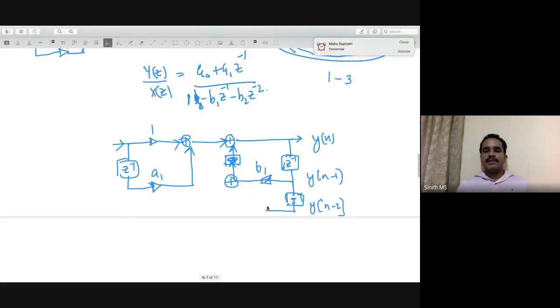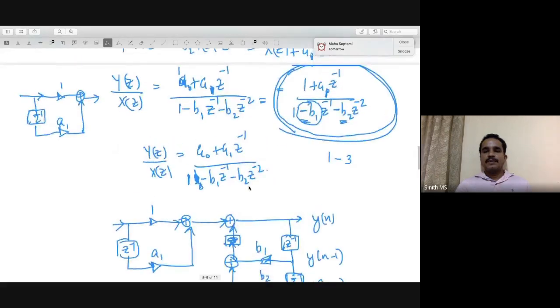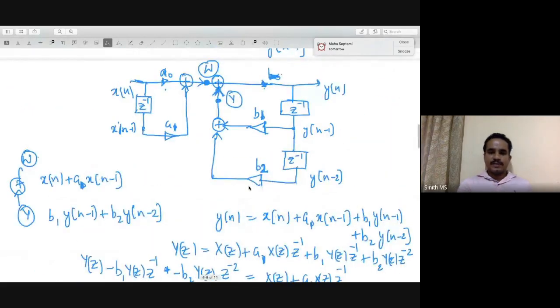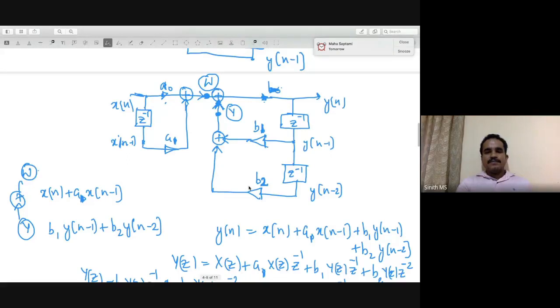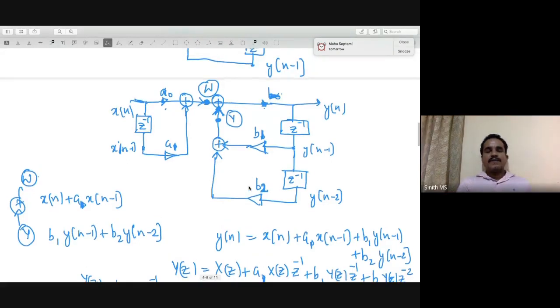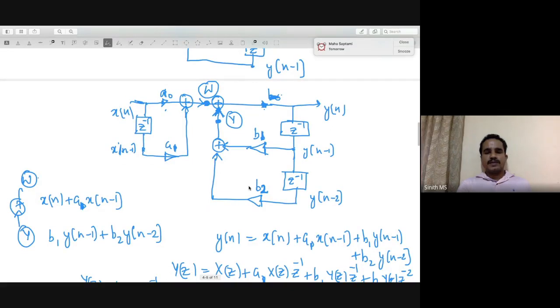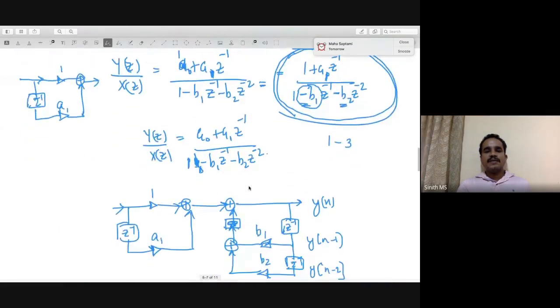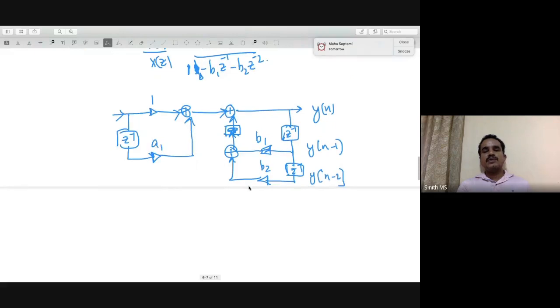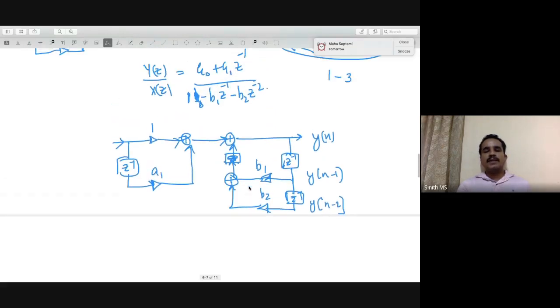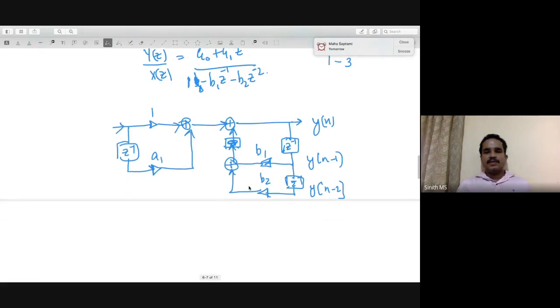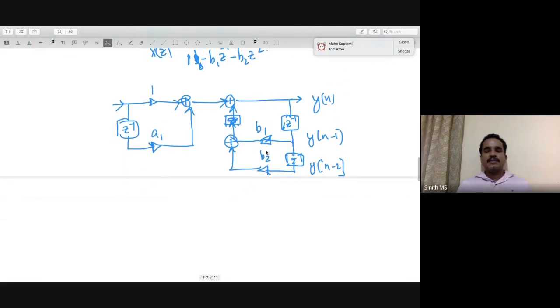Yn minus 2 you multiply with B2 and add it here. B1, B2. So this gives the implementation that we have drawn here. Okay. So from a given implementation, you should be able to find what is the transfer function. Similarly, from a given transfer function, you should be able to draw, or implement, the hardware realization. So once you get this realization, this can be easily implemented in hardware using just delays and multipliers and some connectors, right?